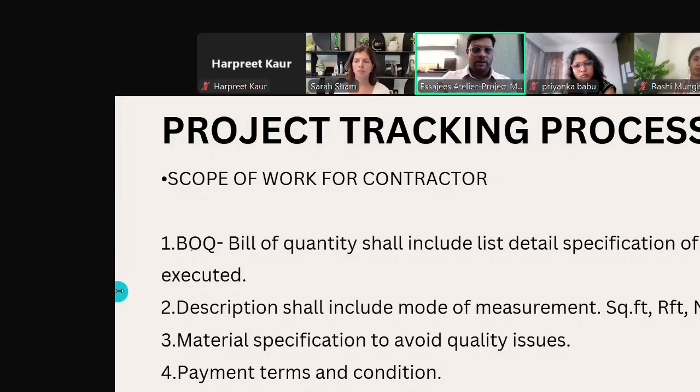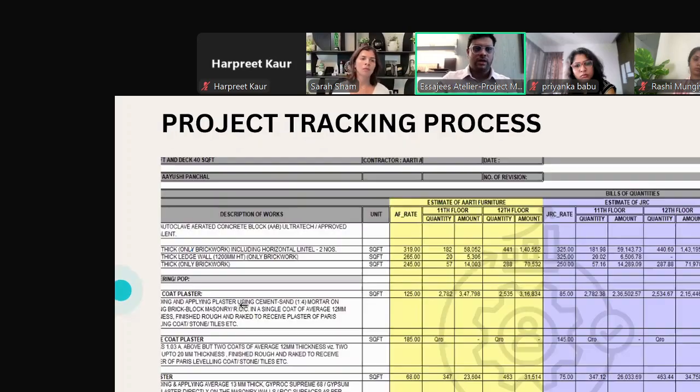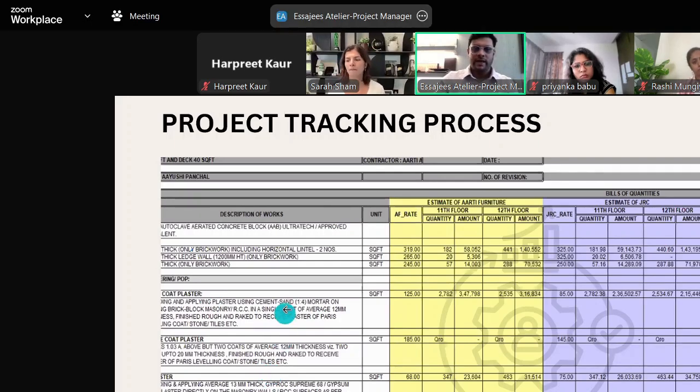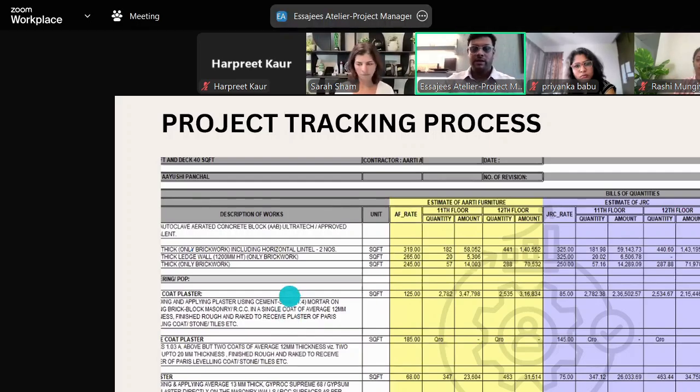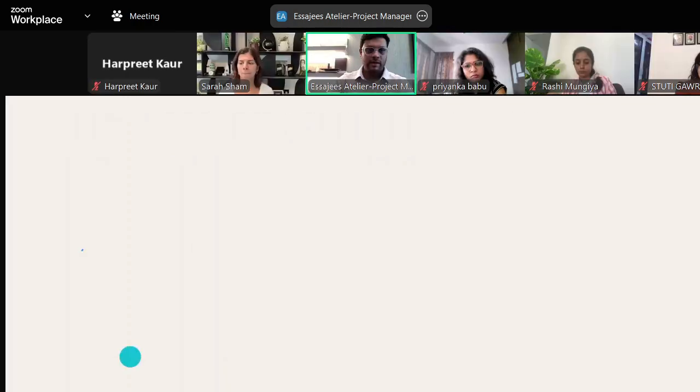So in making the BOQ, you should check all the specifications, whatever we are mentioning, single coat plaster, double coat plaster. We should mention what kind of plaster has to be executed. If there is carpentry work, what kind of ply we are using, what is the range of veneer, the cost of veneer, cost of laminate, cost of marble, everything has to be mentioned.